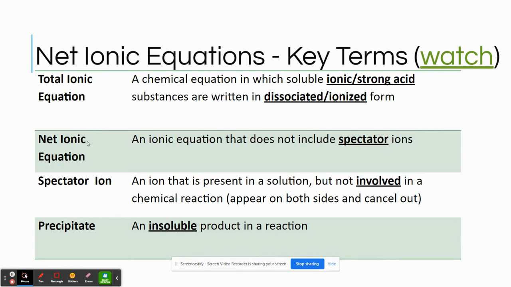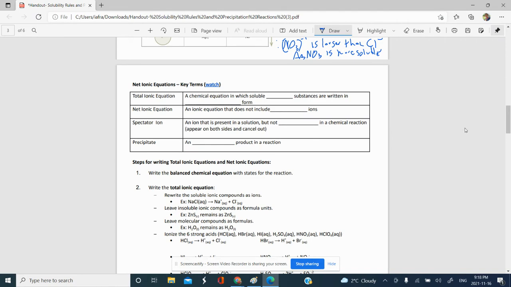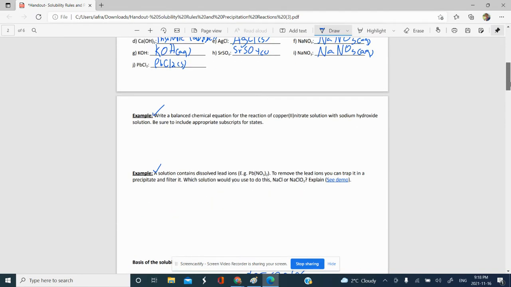So we're going to write something called the total ionic equation and a net ionic equation. In order to do that, we need to understand the concept of precipitates, but also something called spectator ions, which we'll discuss in more detail after we do the examples of writing the balanced equation. For the most part, you already know how to write a balanced equation. I'm just going to briefly review it with you to make sure you understand it.